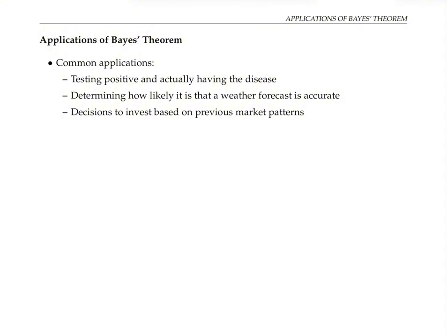Now let's go over some common applications of Bayes' theorem, or reasons why we would want to use it in real life. This includes medicine, when testing positive and determining the probability of the person actually having the disease. It's also useful in weather for determining how likely it is that a weather forecast is accurate, and financially, it allows us to make decisions on whether or not to invest based on previous market patterns. Of course, there are many other examples, but these are the main ones.